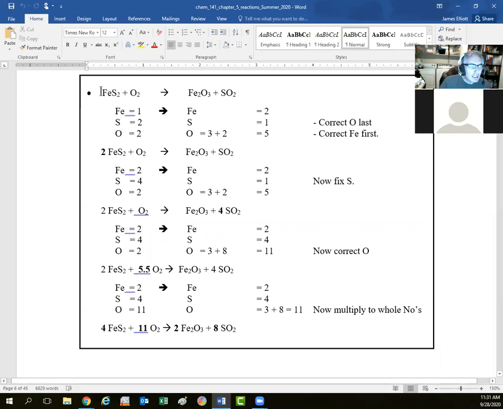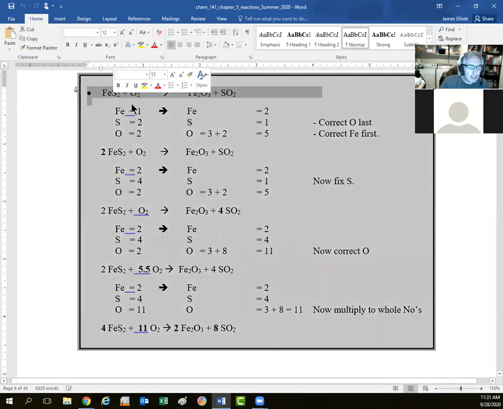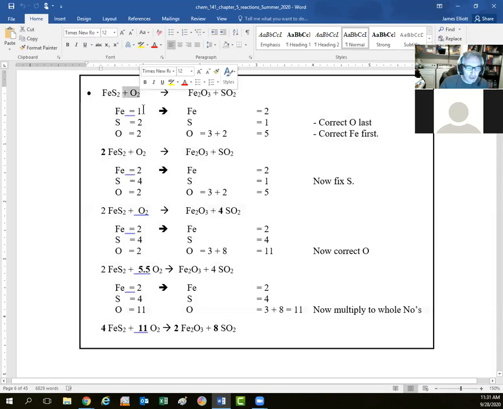Right. Next one, iron sulfide, FeS2. That's reacting with oxygen, what we sometimes call a combustion reaction. That's producing iron oxide, Fe2O3, and sulfur dioxide, SO2. We'll take it one element at a time again. We've got one iron, but 2 on the right. 2 sulfurs, but only 1 on the right. 2 oxygens, but 3 plus 2, 5 on the right. And again, we'll leave oxygen last because it's part of its own formula.